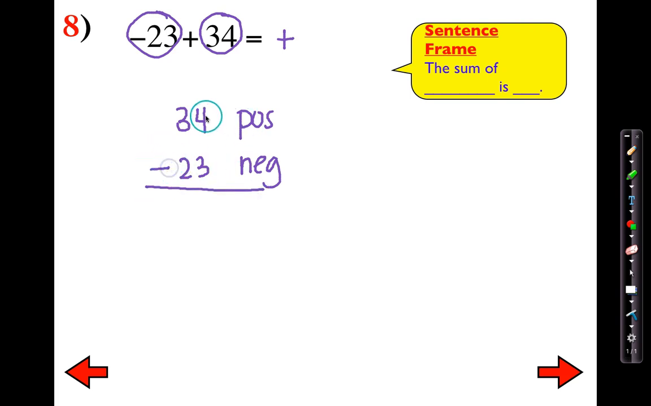Well, let's subtract. 4 minus 3 is 1. 3 minus 2 is 1. So I'm left with a positive 11. So to use a sentence frame, I would say the sum of negative 23 and 34 is 11.